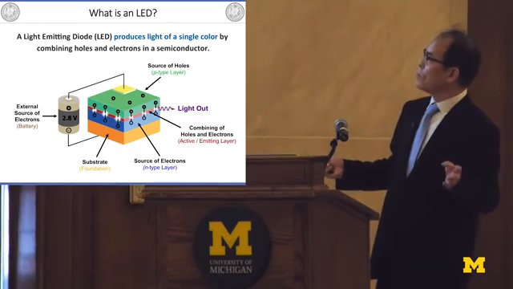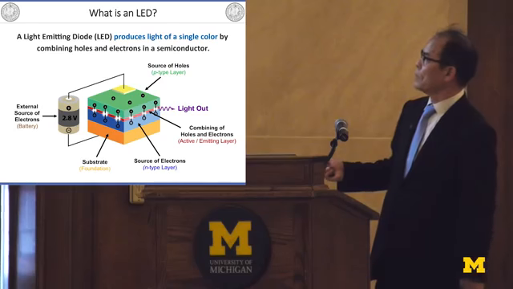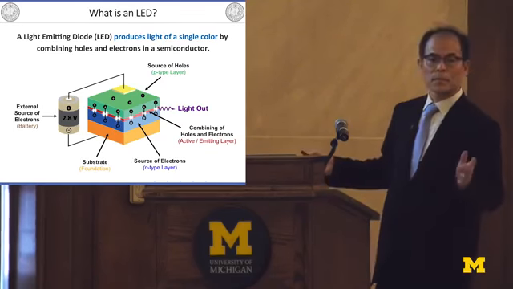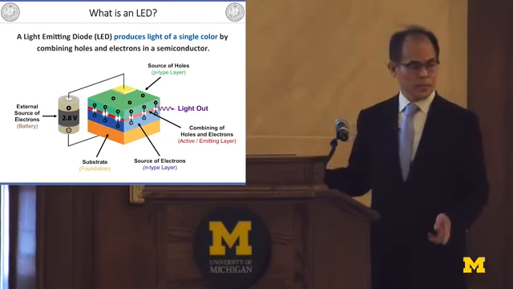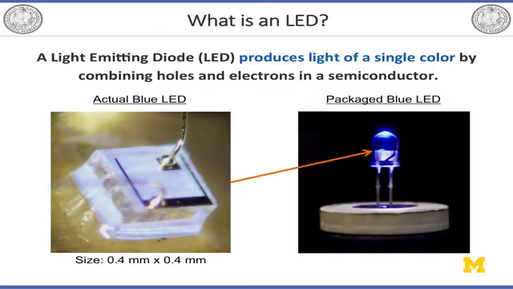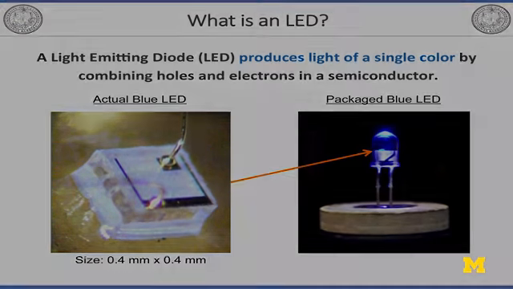So basically, to make high-efficiency LEDs, we need three layers: the N-type layer, the emitting layer, and the P-type layer. It's called the double heterostructure. This is a real blue LED. The substrate is sapphire. On the sapphire substrate, there's a very thin N-type layer, the emitting layer, and the P-type layer. And we can get high-efficiency blue LEDs.